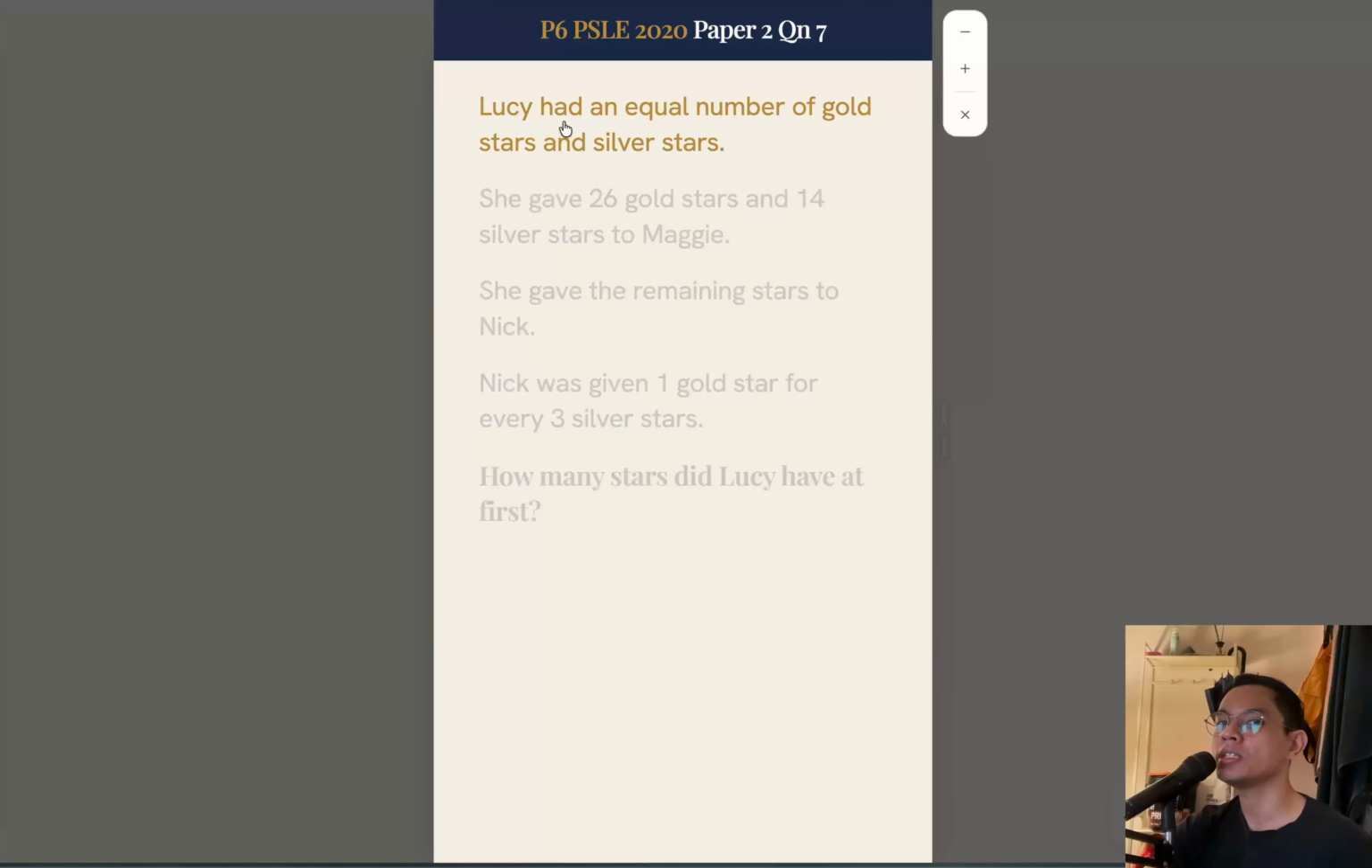Question 7. Lucy had an equal number of gold stars and silver stars. She gave 26 gold stars and 14 silver stars to Maggie. She gave the remaining stars to Nick. Nick was given 1 gold star for every 3 silver stars. How many stars did Lucy have all at first?